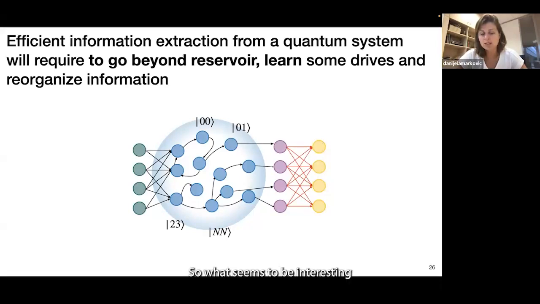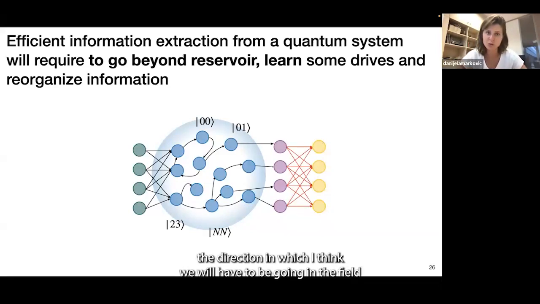So what seems to be an interesting idea is to go beyond reservoir and learn some drives that we will apply to the system such that it condenses interesting information on a smaller number of degrees of freedom, such that we only have to measure maybe 2 neurons if we have 2 output classes. So this is the direction in which I think we will have to be going in the field if we want to use these systems in an efficient way.